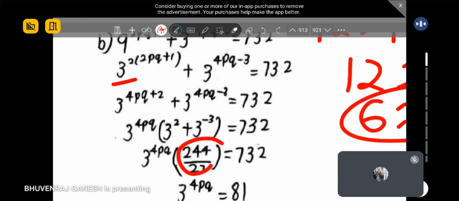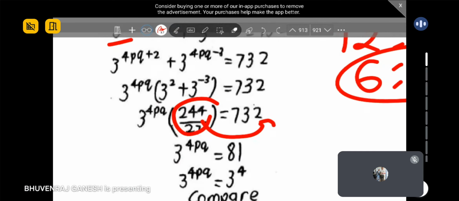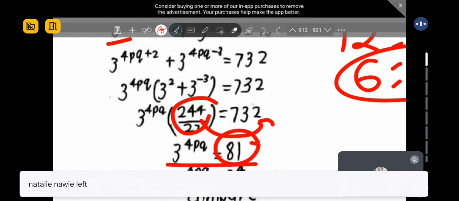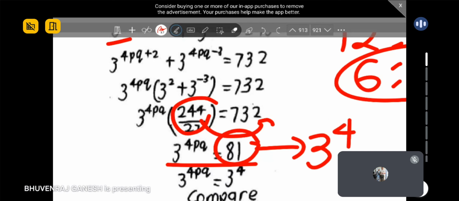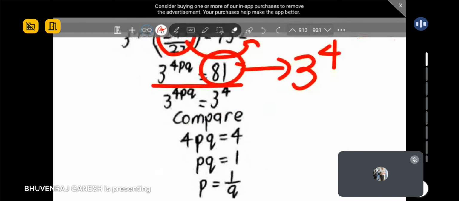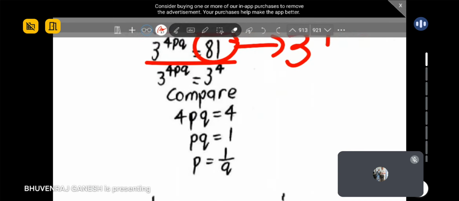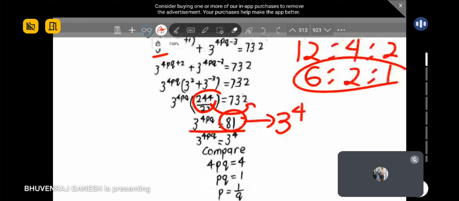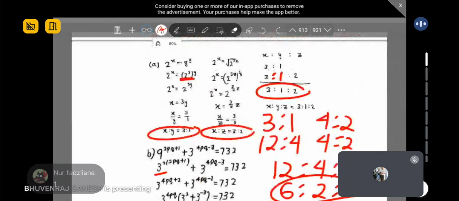Okay, and then this one, you can shift to the right-hand side. Pindah ke sebelah kanan. Okay, so you get a very perfect number. Kamu dapat satu nombor sangat perfect dah. So 81 is what, guys? 81 is 3 power 4. Okay, you make it all to base 3. Bagi semua asas sama. Okay, so you can direct compare index dia. So 4PQ equal 4. Okay, so P sama dengan 1 bahagi Q. Okay, understand? 1 atau 2 untuk soalan B.